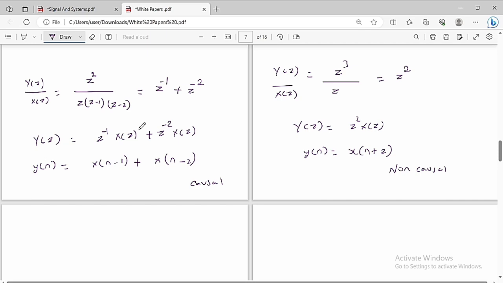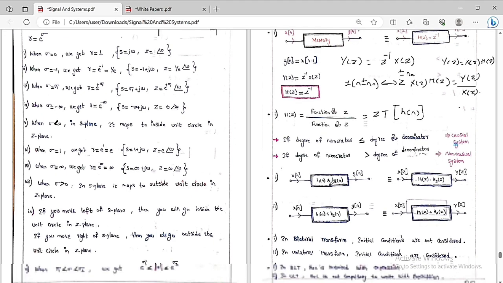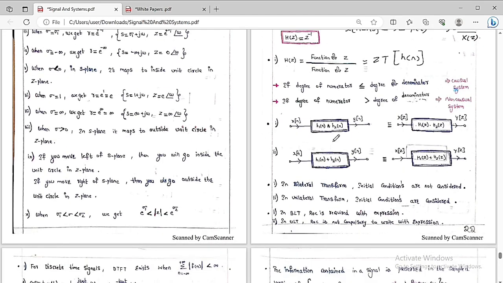Where H(z) is the z-transform of the impulse response h(n). So H(z) is nothing but Y(z) by X(z). This point I have already told you. Now the next thing: suppose there is a system whose impulse response is h1(n) convolution h2(n). If the input is x(n) and the output is y(n), then how can I write this?